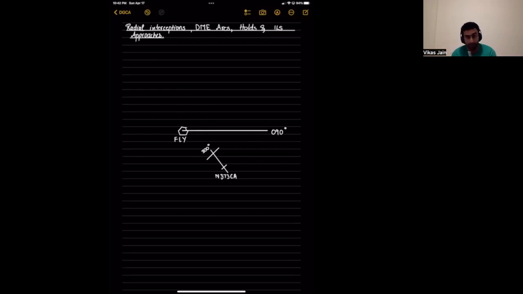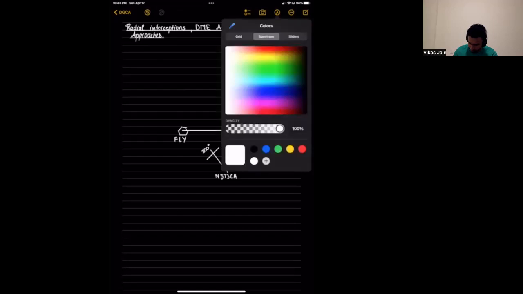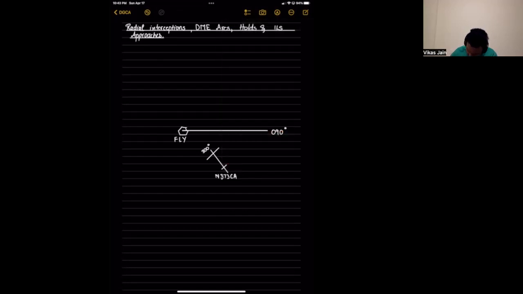Do not be confused between 090 radial and 090 course. Track and radials are very different. This is a prerequisite, as I told you. So your basic objective here is to bring your aircraft, intercept the radial, and go towards the VOR. This is your objective. Now, how do you do this and how does it look?